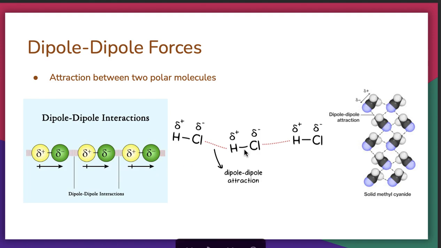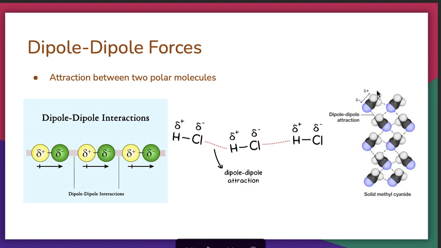So here's an example over here. There's HCl, hydrochloric acid. So in this one, the H has the partial positive and the chlorine has the partial negative. So the chlorine is attracted to the hydrogen of this molecule, and the hydrogen is attracted to the chlorine of this molecule. So that attraction between the dipoles created in that dipole moment is called the dipole-dipole attraction.